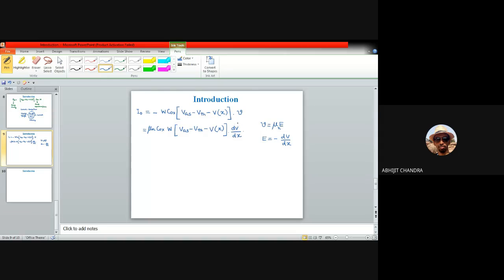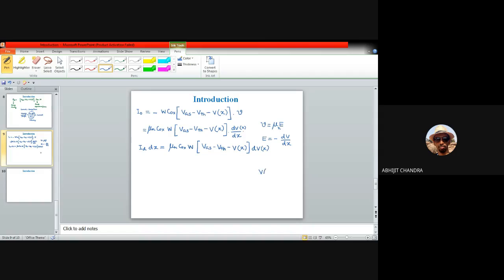Now you have to identify the limit. So I can write that ID dx is equal to mu n Cox W (VGS minus VTH minus V of X) dV, or dV(x) you can also write, because V is a function of x.